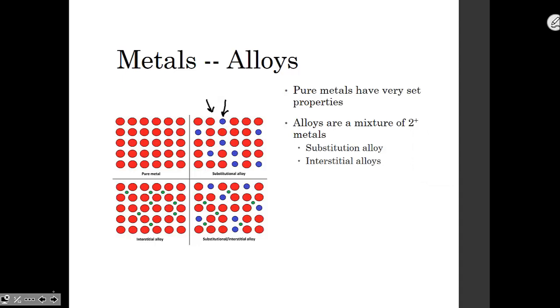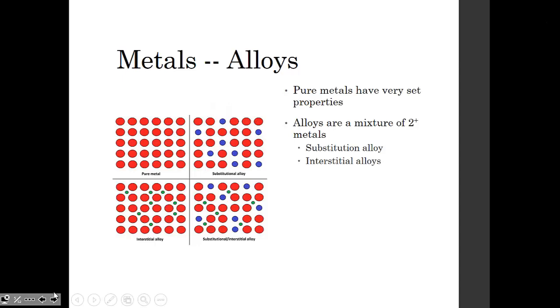Interstitial alloys are formed between atoms of very different radii. So for example, iron and carbon come together to form steel. Carbon is a much smaller atom than iron, and therefore it actually can fit in the spaces between the iron atoms, and thus mixing them together causes the carbon to fall into those spaces. Alloys give metals slightly different properties.